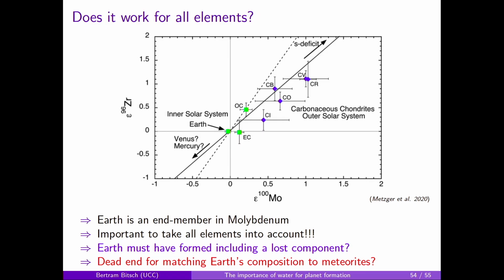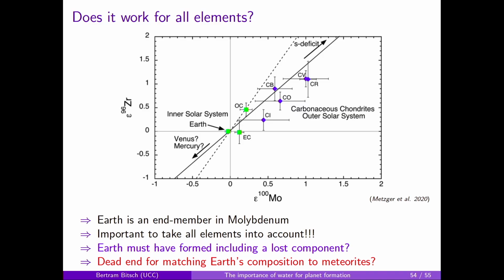But this is not the end of the story. Because I was just discussing some isotopes where you can think, oh, maybe mixing actually makes sense. But the problem arises when we talk about molybdenum. So this is molybdenum against zirconium, and you see here in blue the carbonaceous chondrites of the outer solar system. You have ordinary chondrites, enstatite chondrites, and you have the Earth sitting there, and you realize the Earth is an end member in this scenario, which means you cannot explain it by mixing any of those. If you mix any of those, you will never arrive at the composition of the Earth. You just cannot. So the question is, what's going on here?